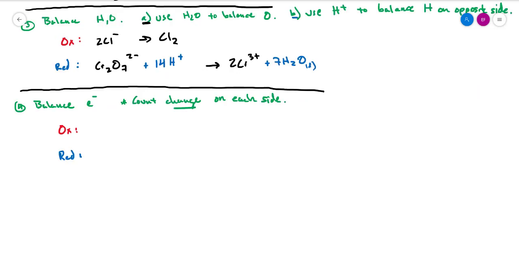Okay, so step 4 then is to count the charge on both sides of each half reaction and make sure the charges are balanced. We need to have the same amounts of charge on both sides, and we're going to use electrons to balance out charge where we need to.